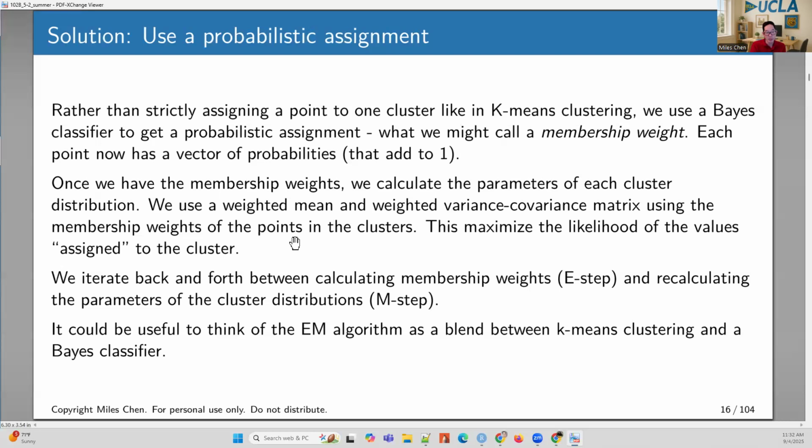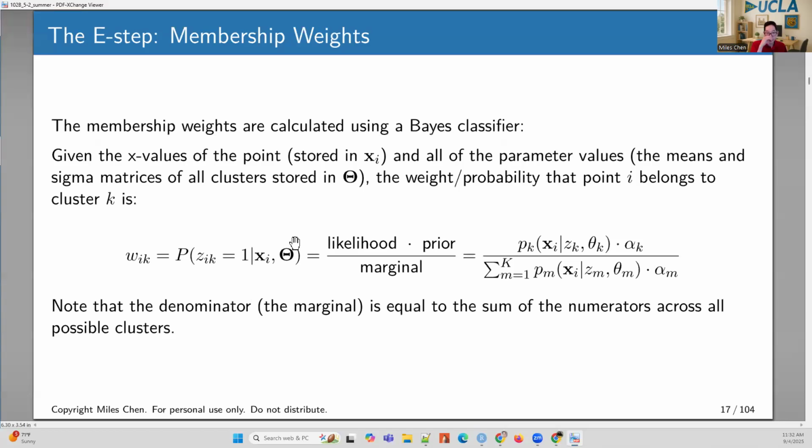We take this iterative approach, going back and forth between calculating the membership weights and recalculating the parameters. It could be useful to think of the EM algorithm as a blend between k-means clustering and the Bayes classifier. In k-means clustering, it's iterative: you go back and forth between recalculating centroids and reassigning points. Here we're basically doing the same thing, except we reassign points probabilistically, and then we recalculate the centroids or the means using weighted means. We're also going to recalculate the variance-covariance matrix as well.